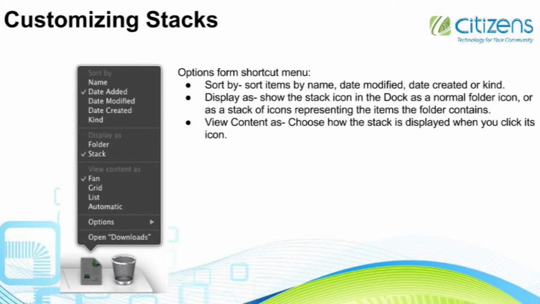So to customize your stacks, you will just right-click on the little icon next to your trash can, and this menu will pop up that you see. And you can do shortcut menus, such as sort by name, date added, date modified, date created, and what kind of document or folder it is. And then you could choose how to display it. You could display it as a stack, or you could display it as a folder. And it also gives you the option of view content as fan, grid, list, or automatic. So this is how you customize how you want to see your folders and documents.